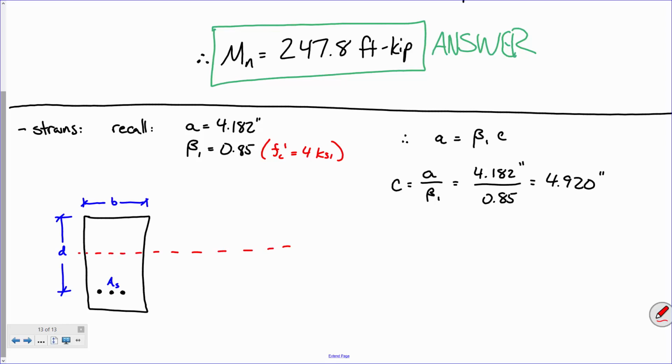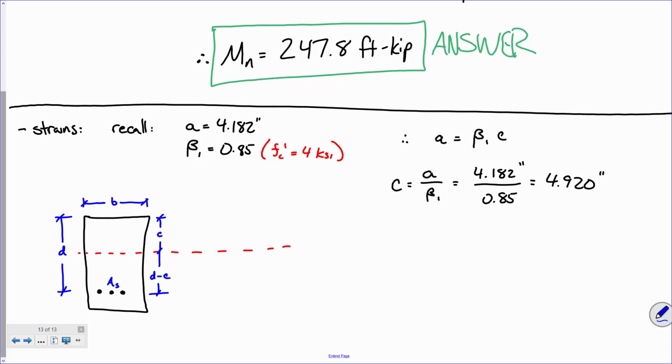So this is my neutral axis, okay? Now from the top, from here to here, we have a term for that. What do we call that? c. That's c. That's not a, that's c, okay? So, pop quiz. How far is it from here to here? There we go, d minus c. Not too bad, right? Okay.